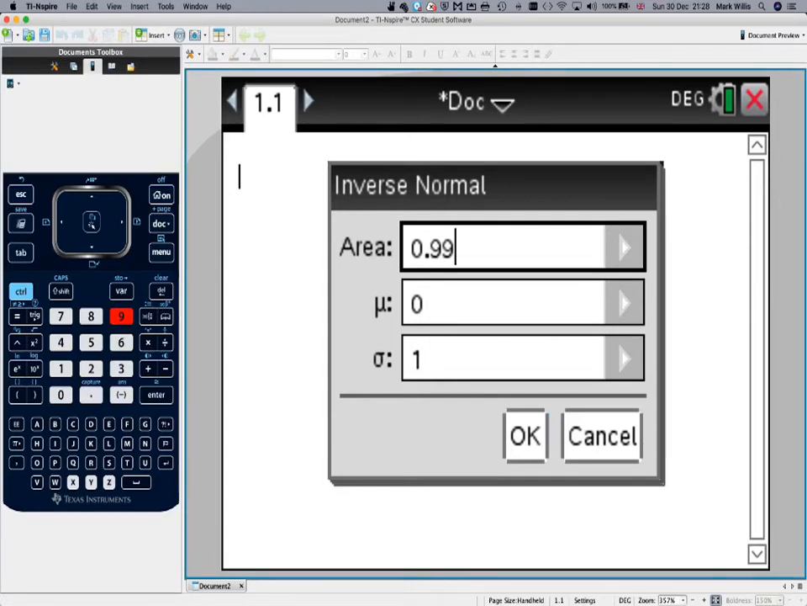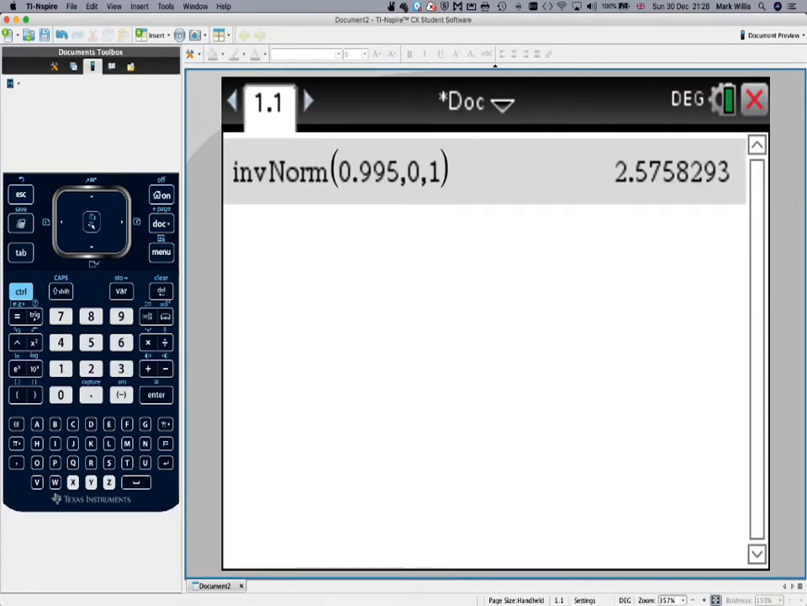We want the area to be 0.995. Why is it that? I want the 0.5% of the lower tail, the 0.99 in the middle, and that will give me the boundary. I'll just explain that again in a minute. That will give me 2.576, we can get from here.